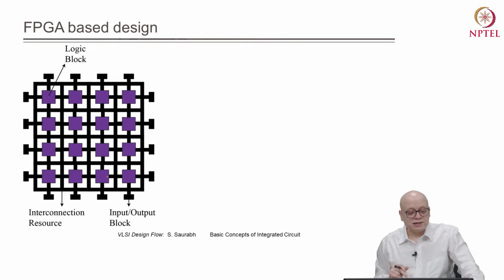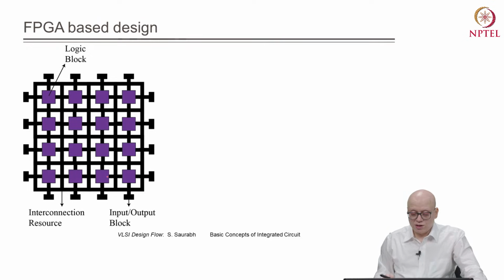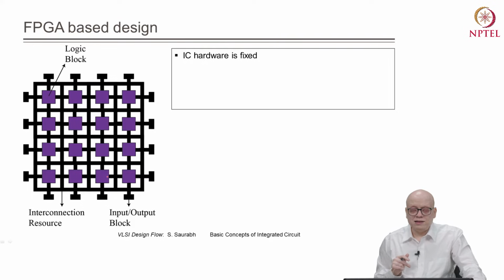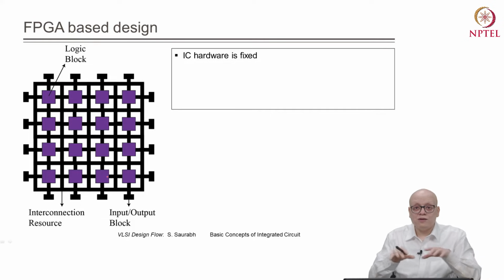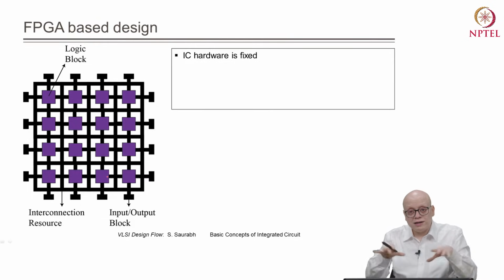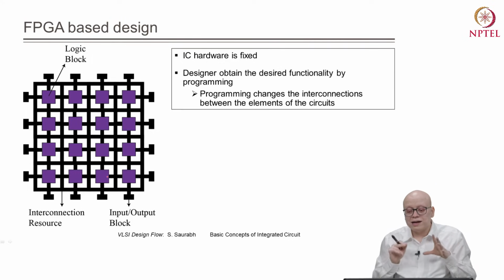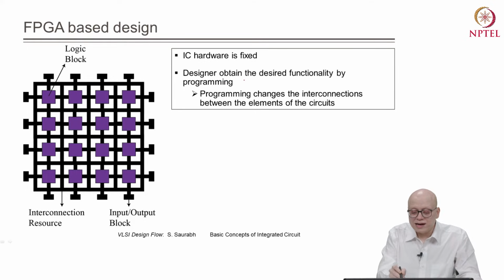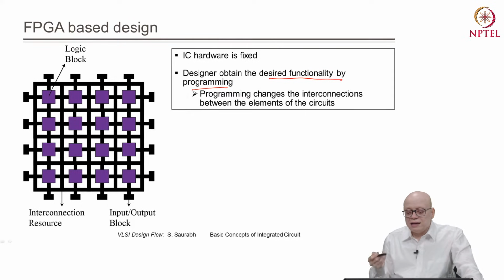The fourth design style is FPGA based design. In FPGA based design, the hardware is totally fixed. The designer does not have any control over the hardware, meaning the structure that is there is already there. What the designer can do is program the connections between the hardware. So the designer obtains the desired functionality by programming, which makes changes in the interconnections between the elements of the circuit.